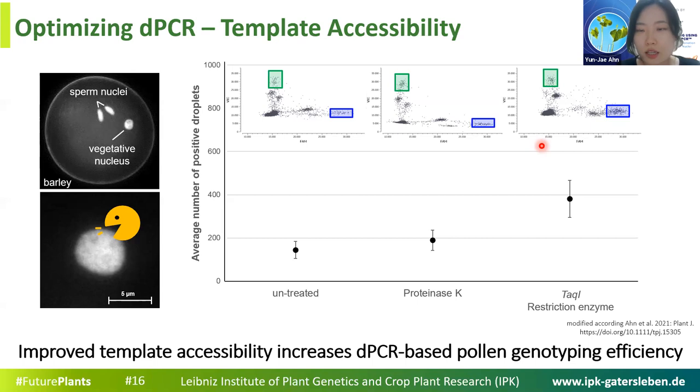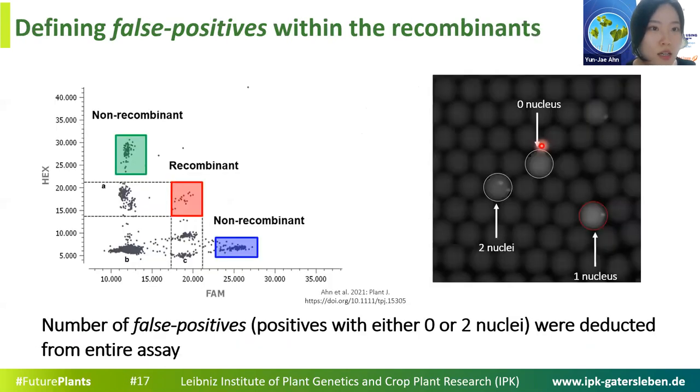So we came to an idea that we can maybe digest our pollen nuclei before the thermocycling. So we tested pre-treating our pollen nuclei with proteinase K and restriction enzyme. And from here, we concluded that restriction enzyme is improving the efficiency the most. So we were adding restriction enzyme to all the assays that we tested.